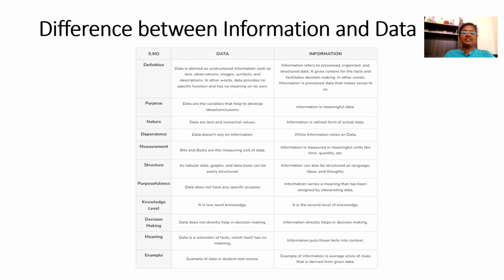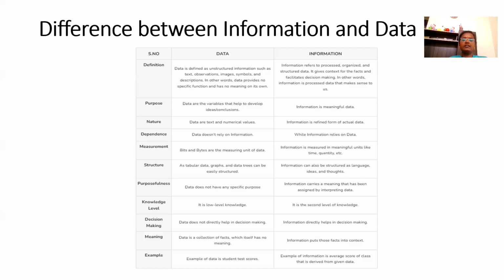The measurement of data is in bits and bytes. Information is measured in time, quality, like that. The structure of data will be tabular data, graphs, and data trees. Information will be in the form of ideas and thoughts. Data does not have any specific purpose, but information has structure, language, ideas, and thoughts. Since it has language, ideas, and thoughts, it carries meaningful information that has been assigned by interpreting the data. The knowledge level of data is low. For information, it is a second level of knowledge.